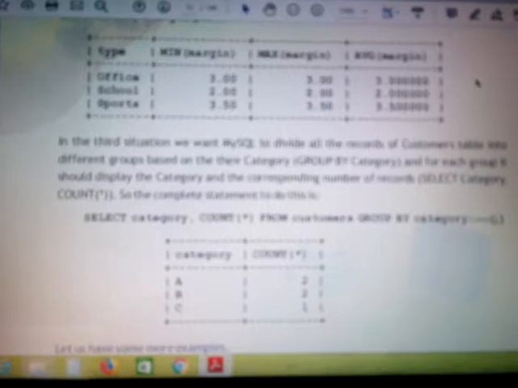See here, count asterisk is given. Count asterisk, I think we know it very well, that it will count the number of rows. Okay, so the next clause is having clause. Now let us see what is having clause.